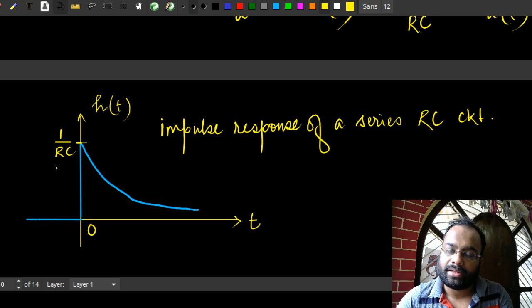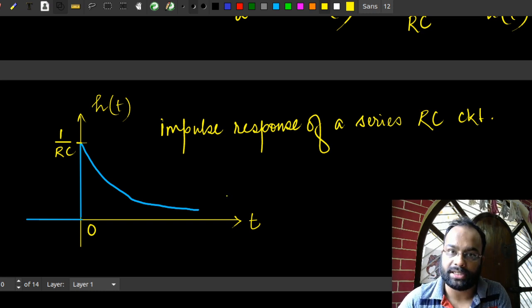And then, since there was no more input, because the impulse only stays at t equal to 0, after that the value of the impulse signal is 0. So there is no input to the system. The capacitor abruptly got charged due to the impulse to a value of 1 by RC. The voltage across the capacitor had become 1 by RC. Then, since there was no input, the capacitor gradually got discharged. Yes, it got discharged, but not the way you probably would think.